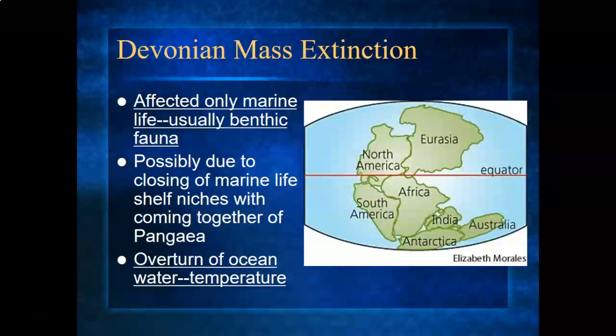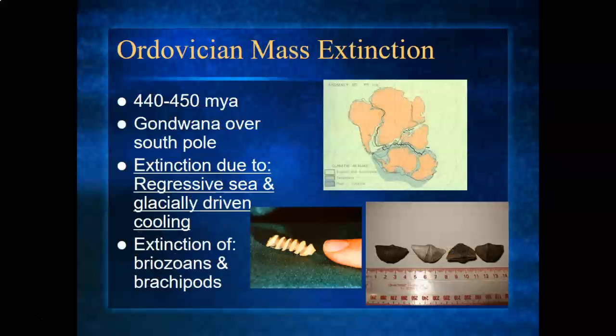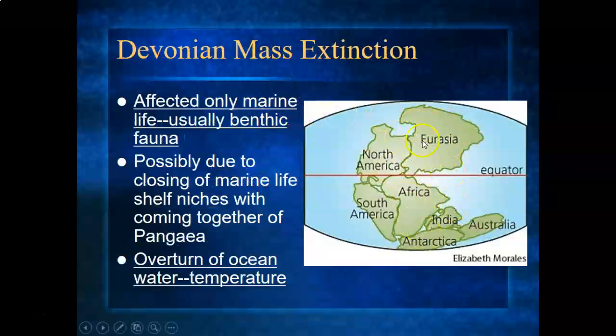The Devonian, too, was another huge mass extinction. We can see the change in how everything was fitting together with our plates. This Devonian extinction affected only marine life, and usually benthic fauna. And once again, something caused the water temperature in our oceans to change dramatically, with either salinity levels, salt levels, or temperature, and it just caused a fluctuation within the life, which caused them to die off and become extinct.